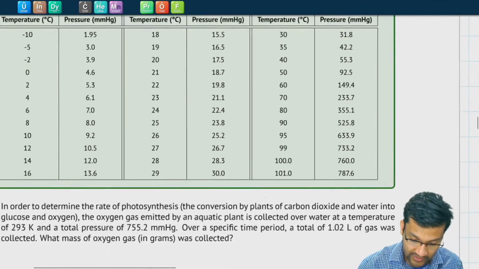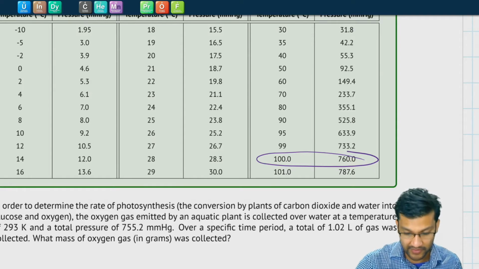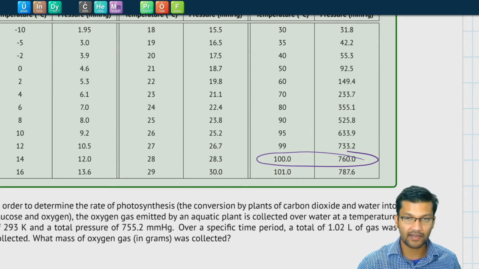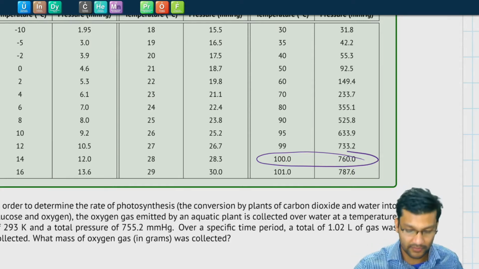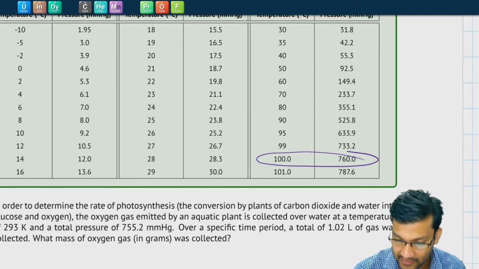Eventually, at 100 degrees Celsius, the partial pressure will be the same as the pressure of the atmosphere, 760 millimeters of mercury. And that means that water starts to boil at that point. All of the water starts to vaporize into its gas phase.